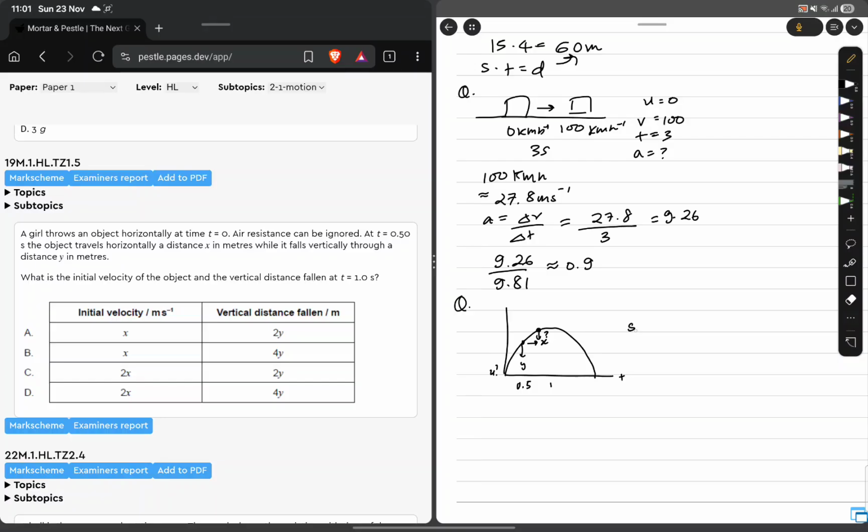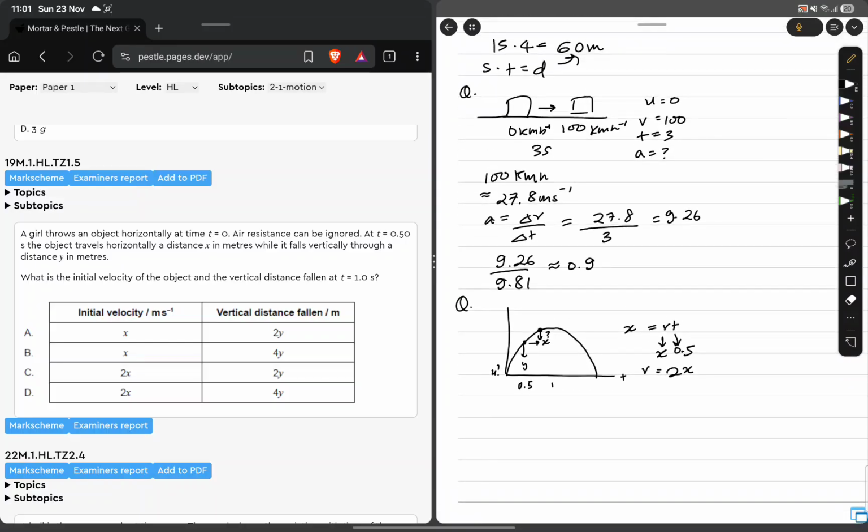that the displacement is given by vt, or the velocity times time, and this is x, and this is given as 0.5. So if we use x, then x is the initial velocity times t, and if we isolate the initial velocity, we're going to get x over t, which is x over 0.5, and if we divide it, that means that its velocity is going to be 2x.